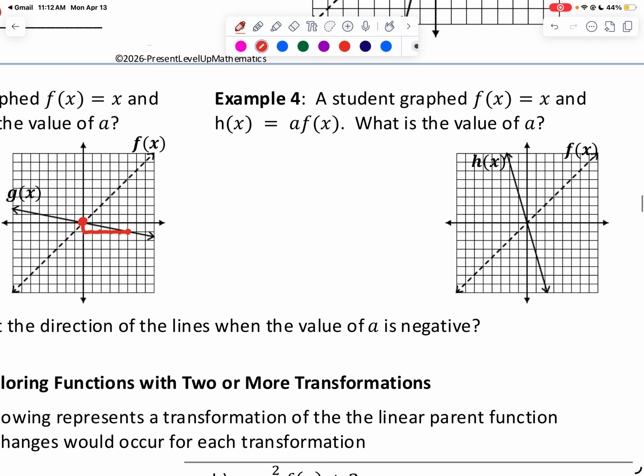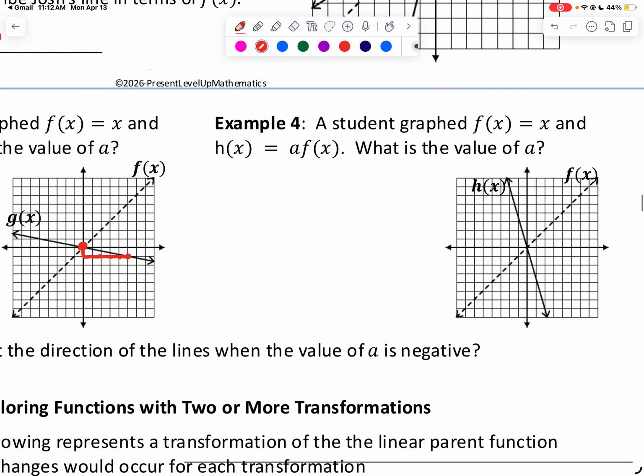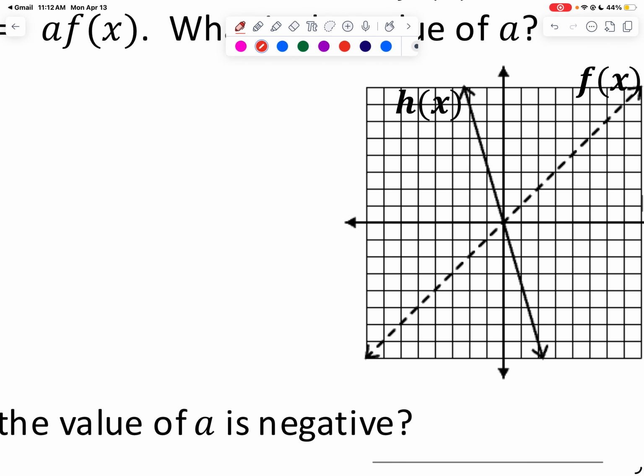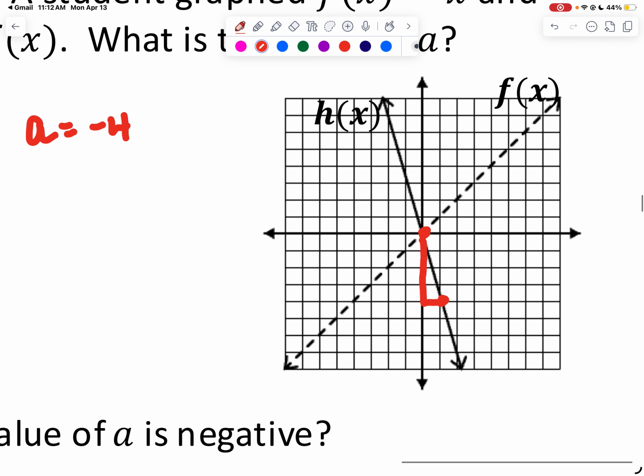All right, let's look at example 4. A student graphed f of x equals x and h of x equals a times f of x. What is the value of A? So let me get 2 friendly points here on h of x. How about this one? So I'm going down 1, 2, 3, 4, and over 1. So A would have to be -4.